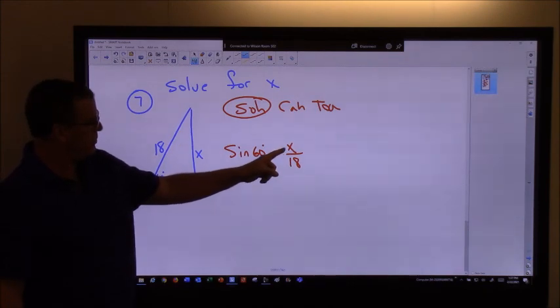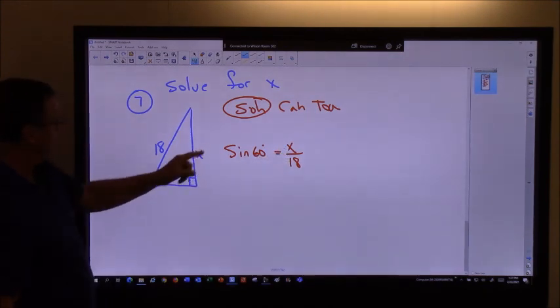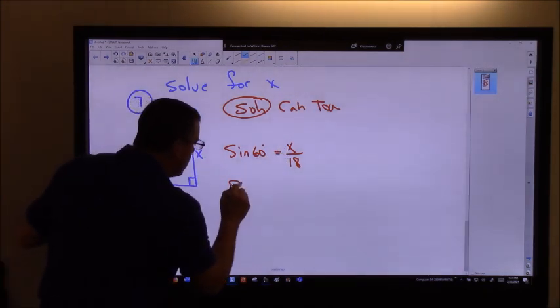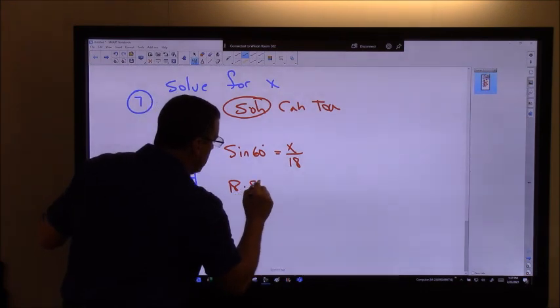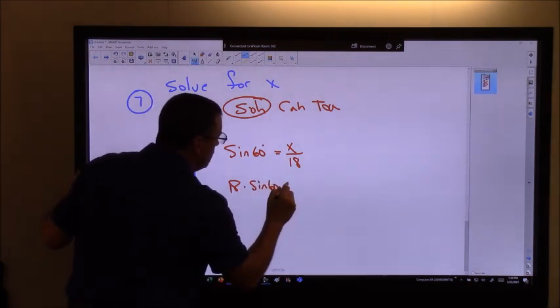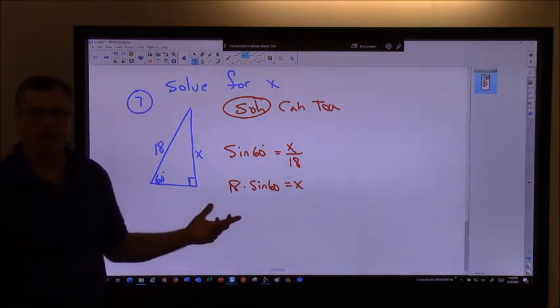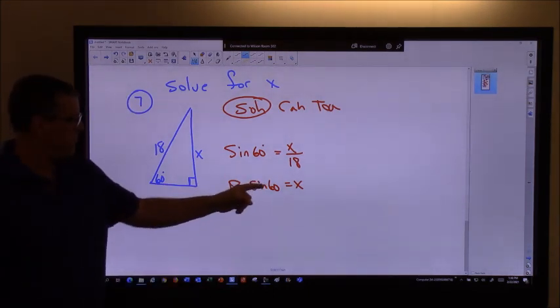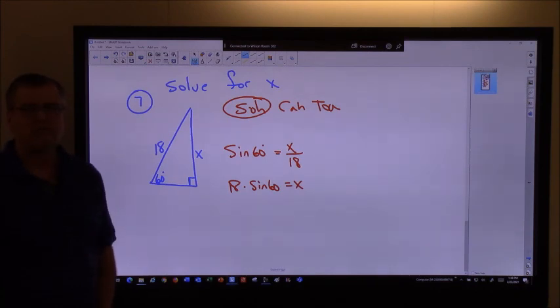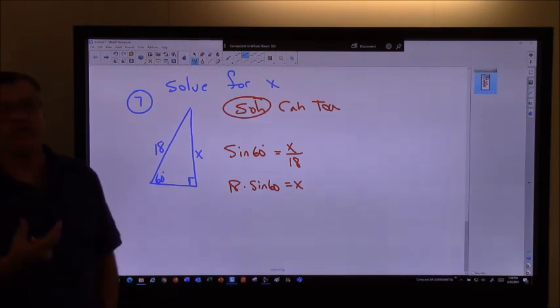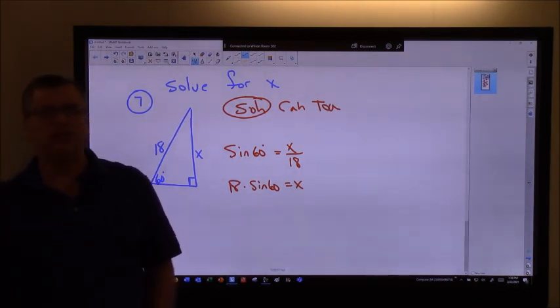So to get x by itself, I just have to bring this 18 over here and multiply. So I've got 18 times sine 60. Now if you want to, you could draw a unit circle and try and figure out what the sine of 60 is. It's going to be root 3 over 2. So you have to do 18 times root 3 over 2. If I had to find an exact answer, that's the way I would want to do it.